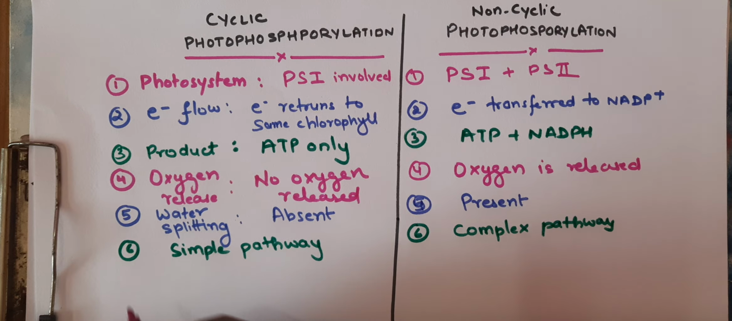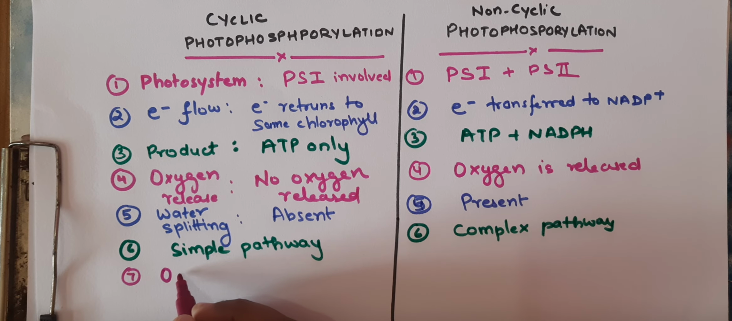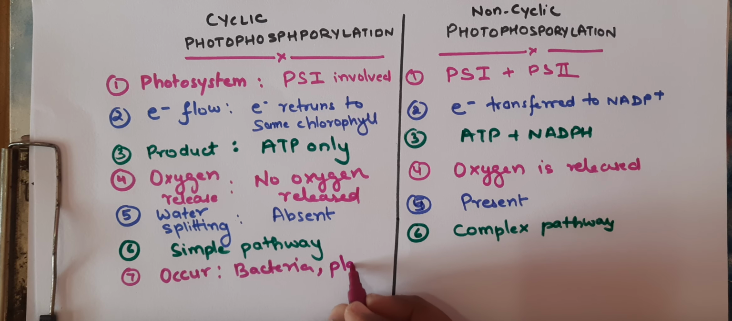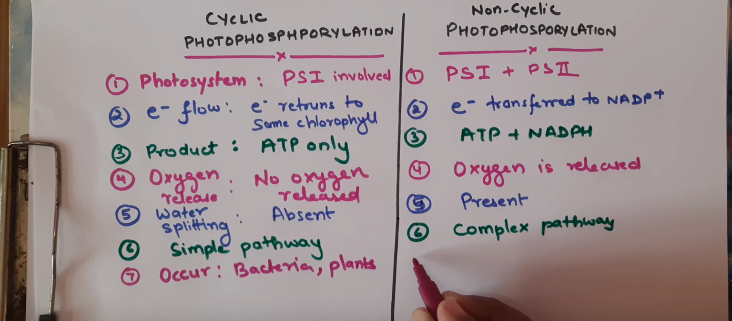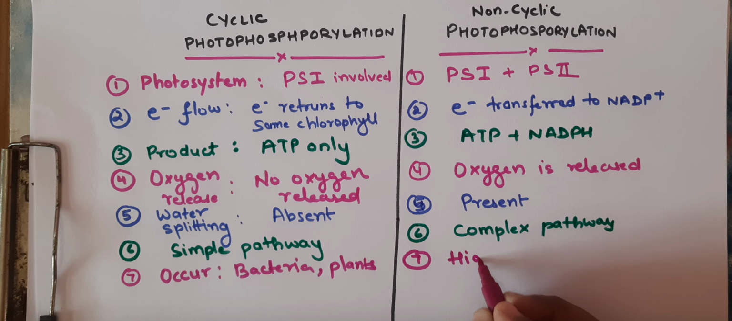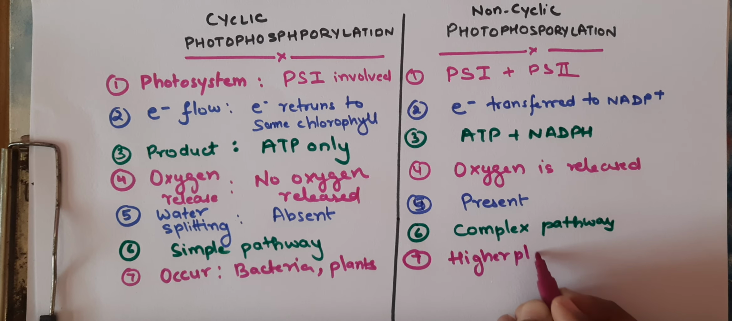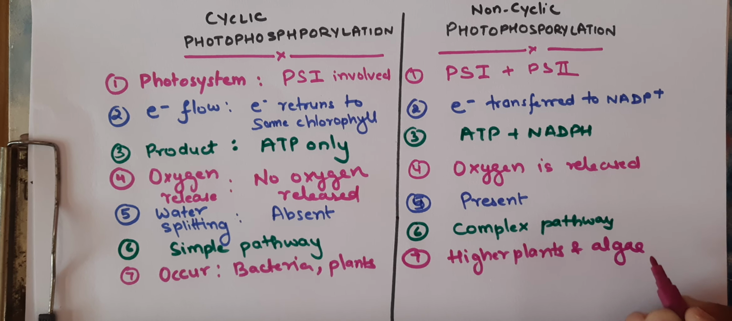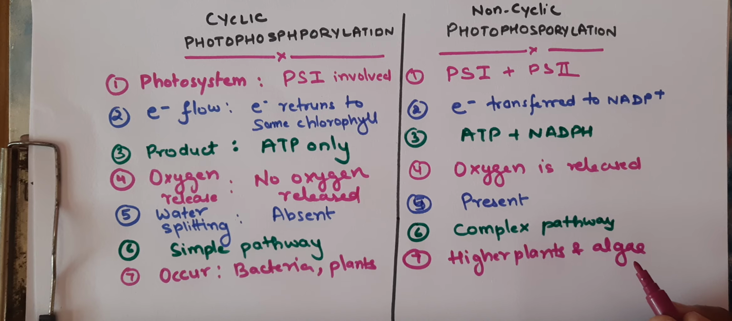So what will the next difference show? Where will the cyclic or the non-cyclic photophosphorylation occur? First, the cyclic photophosphorylation will occur in bacteria and plants. Whereas the process of non-cyclic photophosphorylation will occur in higher plants and algae.